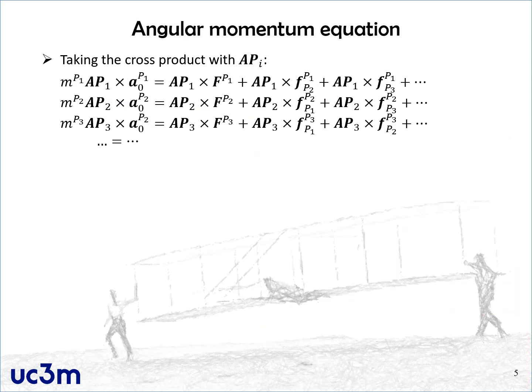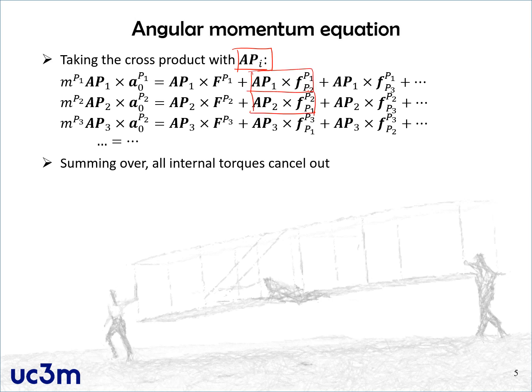Another interesting thing that we can do with all these equations is to cross them with the vector A Pi, where A is any point that we choose as a reference and Pi is the position of each of the individual particles. So you see these equations here, and what we can do is to sum them again, and just like before, something interesting is going to happen. All the torques associated to internal forces are going to cancel out. For example, we have this one and this one, which are equal and opposite again.